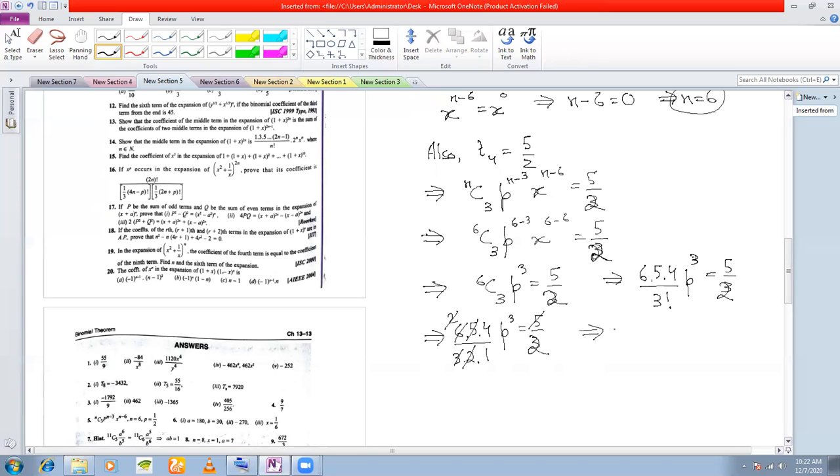So what are we getting here? We are getting p cube is equal to 1 by 8. See, you have 4 p cube here and you have only a half here. So you get p cube is equal to 1 by 8. That means p cube is equal to half cube. That means p is equal to cube root of half cube, which is half. Clear? So that is how you do this question. Important question, this one. Let us do the next question, a difficult question, number 6.